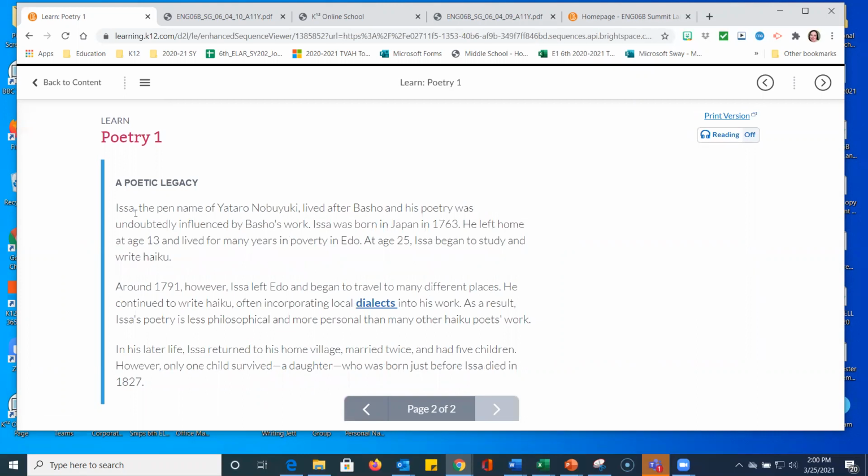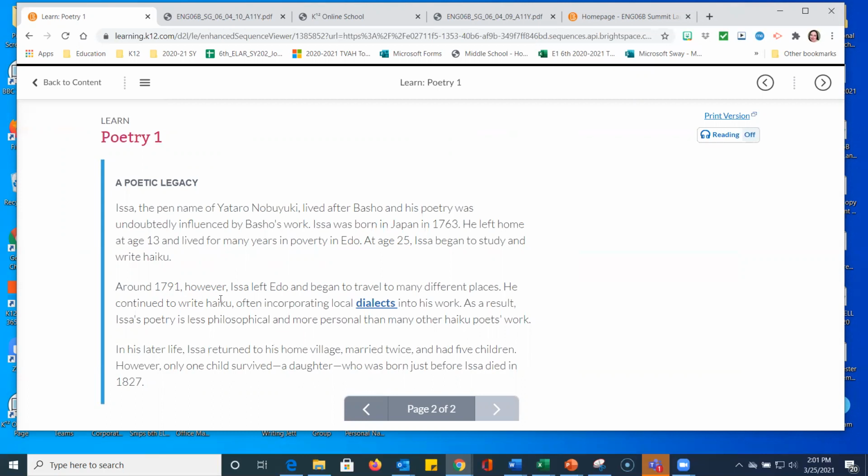Poetic legacy. Issa is the pen name of Kobayashi Yatarō, who lived after Basho, and his poetry was undoubtedly influenced by Basho's work. Issa was born in Japan in 1763. He left home at age 13 and lived for many years in poverty in Edo, which was Japan, or Tokyo. At age 25, Issa began to study and write haiku.